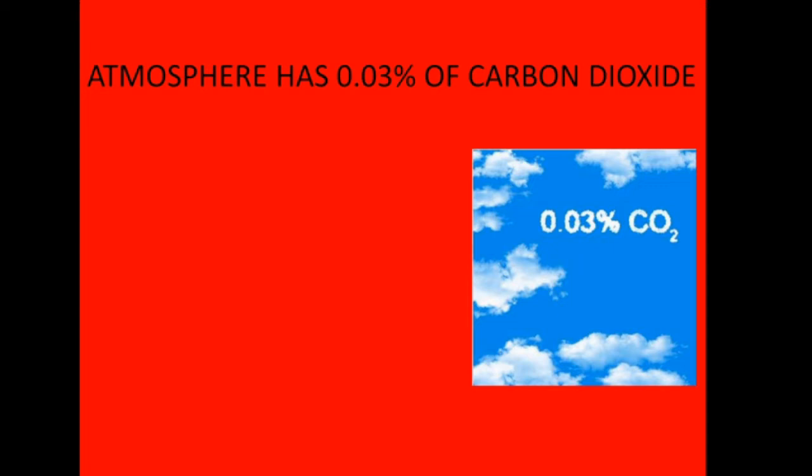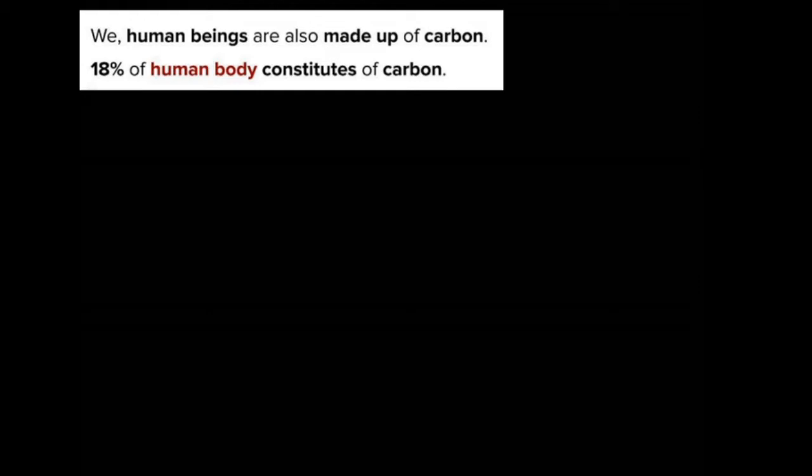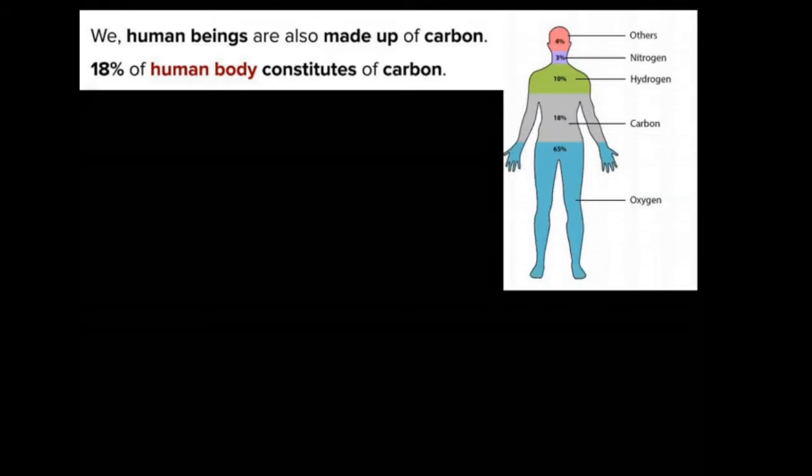Let's talk about the food that we eat, like the vegetables, the fruits. They are all made up of carbon. Similarly, the paper in the book which you are writing in is also made up of carbon. The meat, the cloth that we are wearing is made up of carbon. And we human beings are also made up of carbon. 18% of our human body is constituted of carbon.